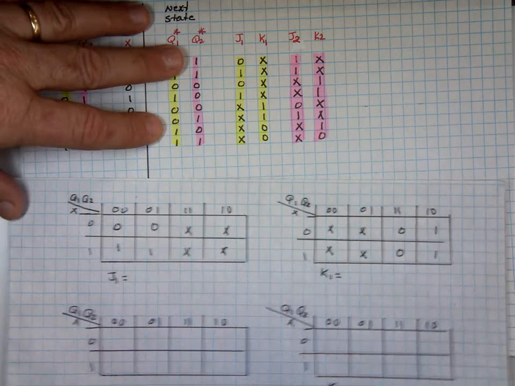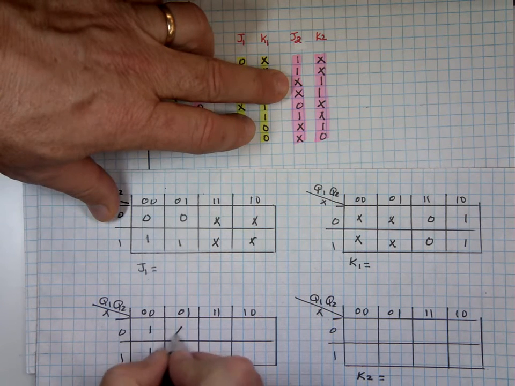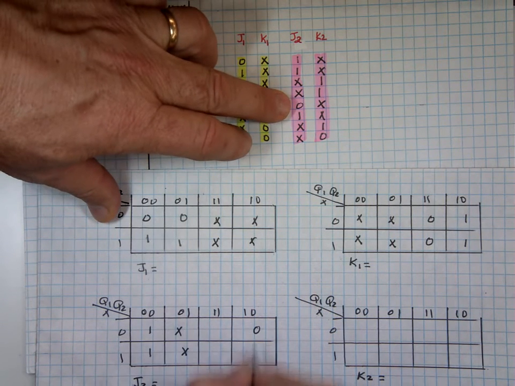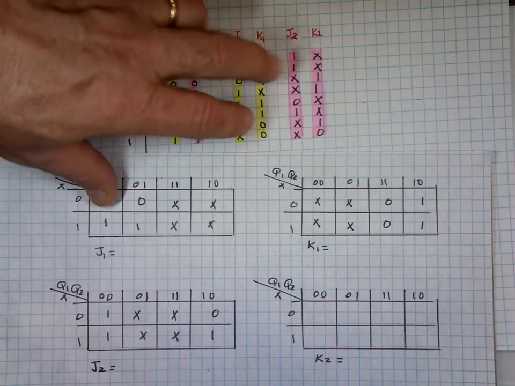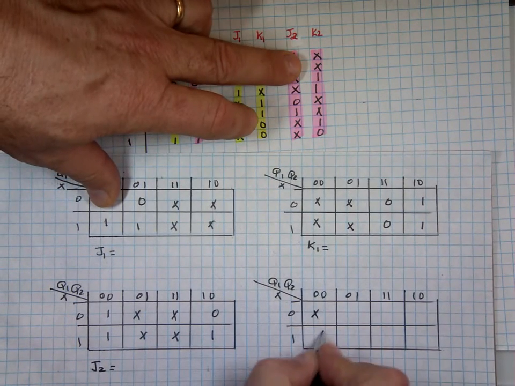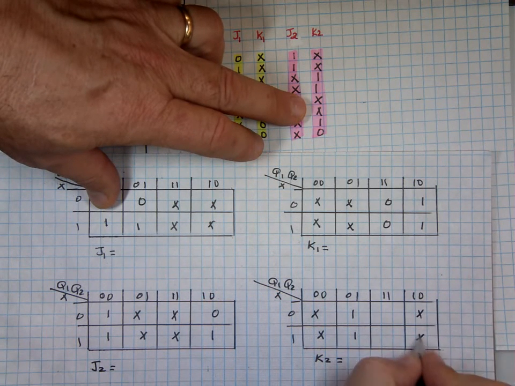J2. 1, 1. Don't care, don't care. 0, 1. Don't care, don't care. K2. Don't care, don't care. 1, 1. Don't care, don't care. 1, 0.